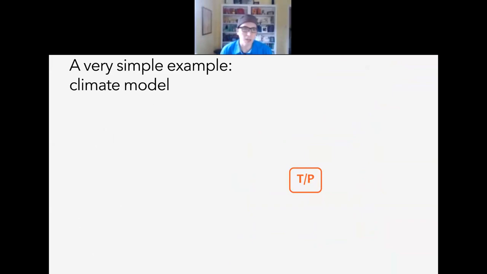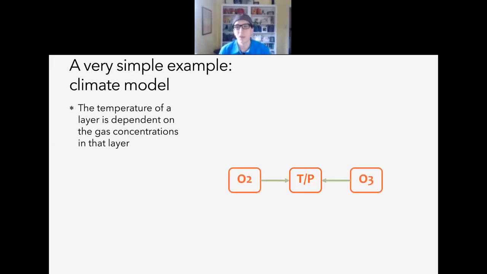So that was for the photochemistry model. I said this is really 2 separate models. The climate model, I'm going to try to give a simple toy version for that as well. Imagine you want to know the temperature in a given layer of the atmosphere. Well, to know that, you would need to know how much oxygen and ozone is in that layer of the atmosphere, because oxygen and ozone can absorb incoming solar radiation as well as outgoing IR radiation emitted from the planet. And if that is absorbed in a layer, that layer is going to heat up.